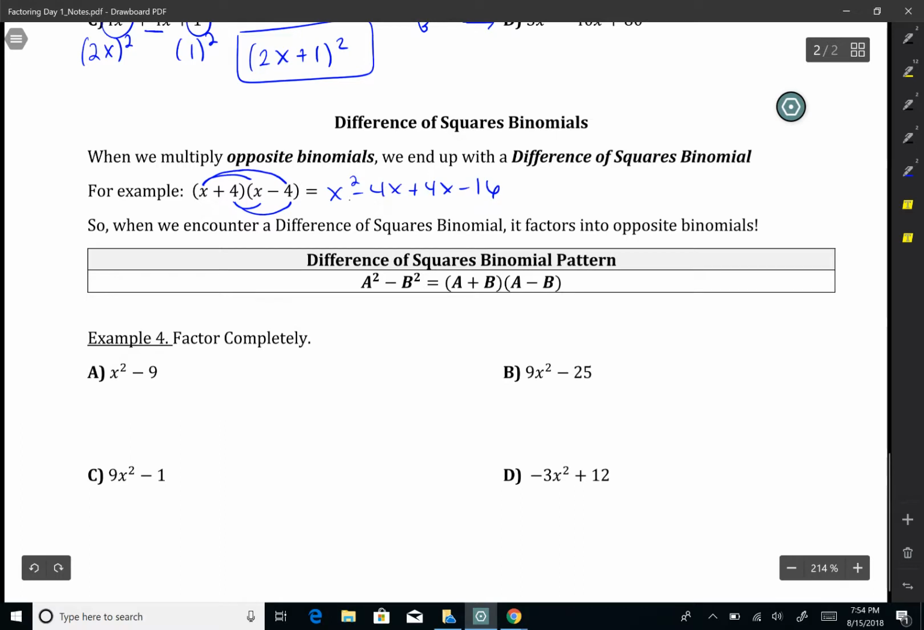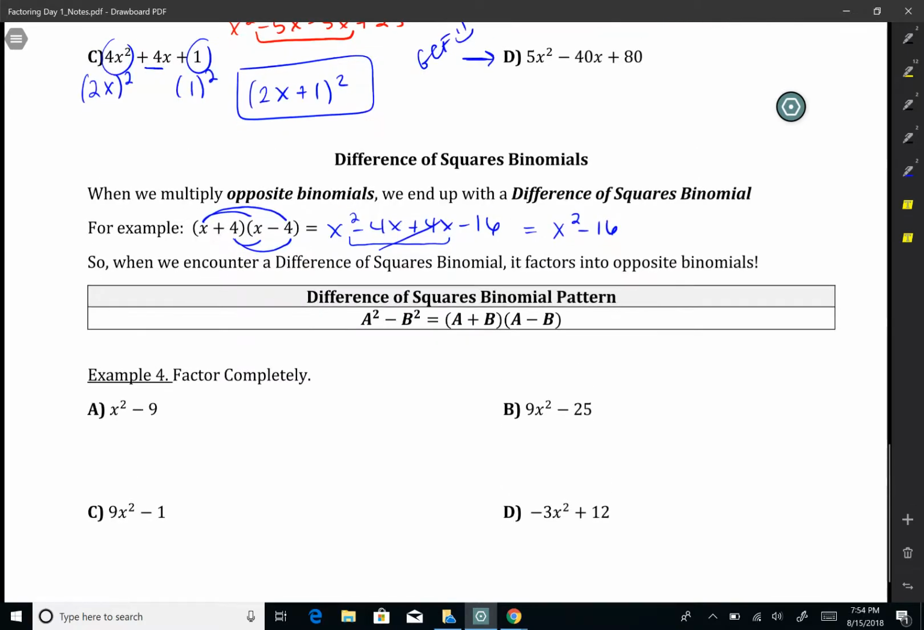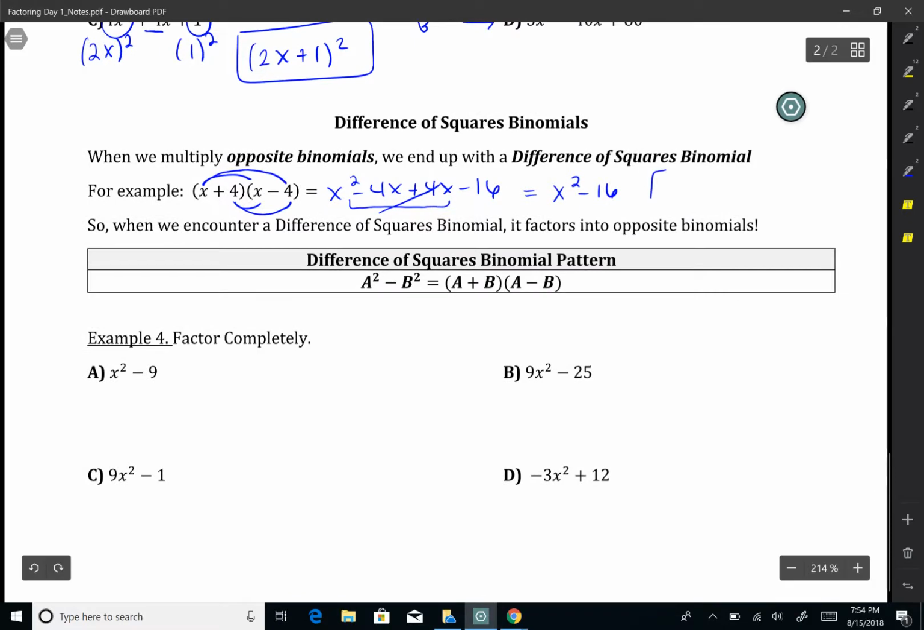And what happens here, these middle terms are opposites of one another, and they cancel out, so I'm left with x squared minus 16. This is called a difference of squares binomial because it's a difference. We're subtracting two perfect squares. Also, you don't have your middle term of x. The reason is that this actually is, and we would never write this, but it's really x squared plus 0x minus 16, right? We're not going to write 0x, but that's why it's just a binomial, okay? Our x term has fallen out.